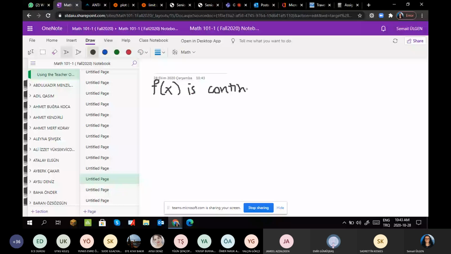At x is equal to 4. Okay, I'm going to draw the graphs now. Indeed, let me finish my sentence. Indeed, f of x is continuous everywhere. It is continuous for all x.